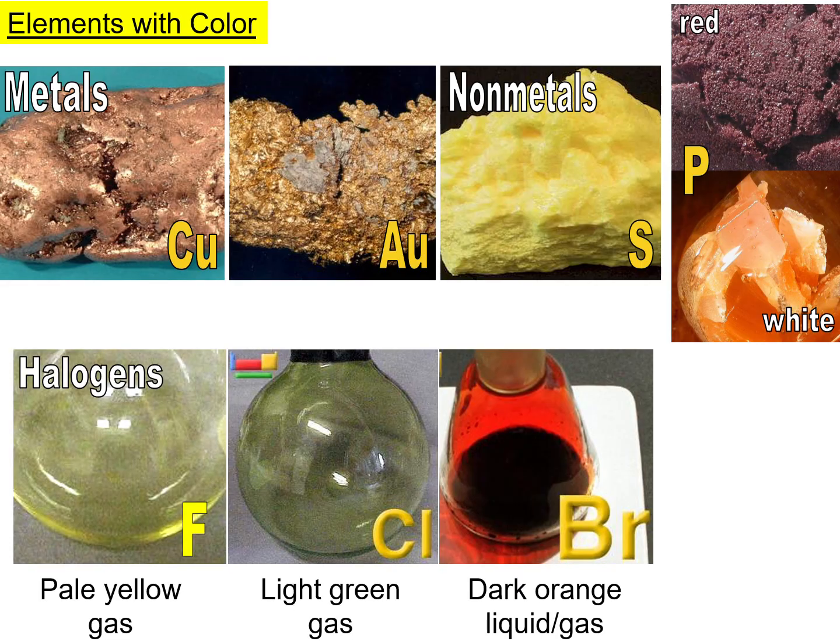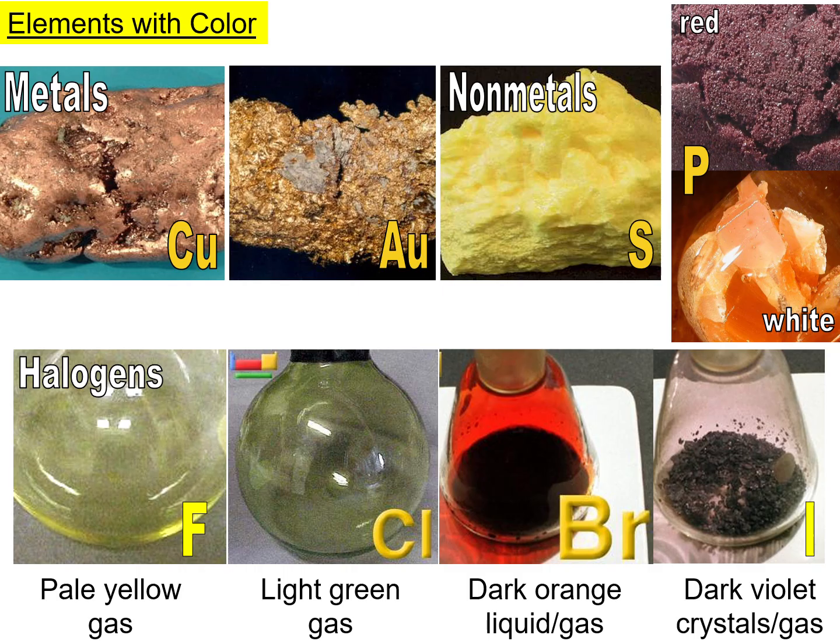The halogens also have characteristic colors. So fluorine, a highly reactive pale yellow gas. Chlorine, also fairly reactive, light green gas. Bromine, because now it's getting kind of heavy, is a dark orange to dark red liquid, but it really, really wants to be a gas.